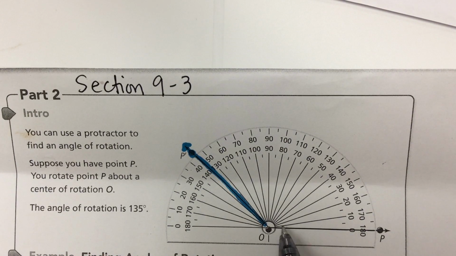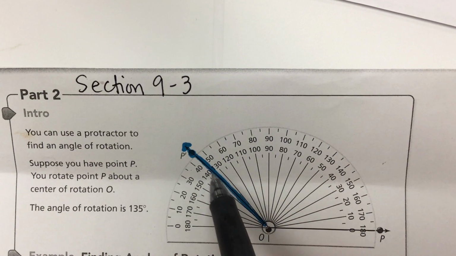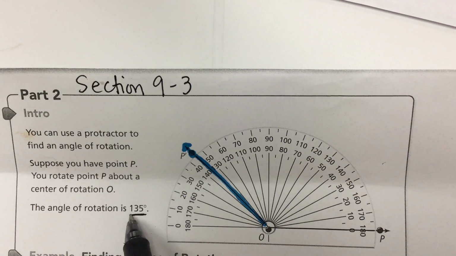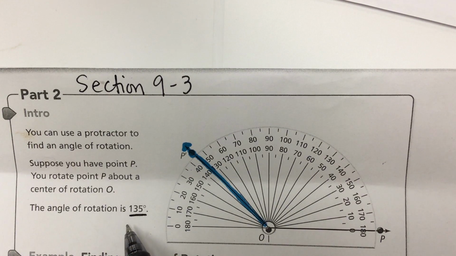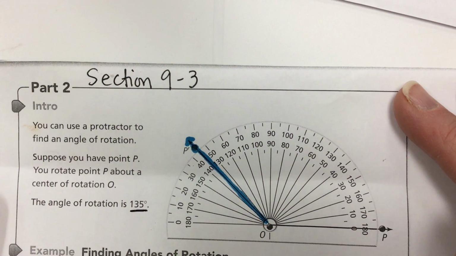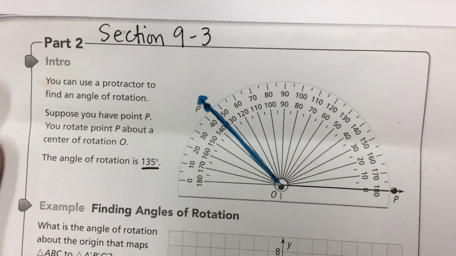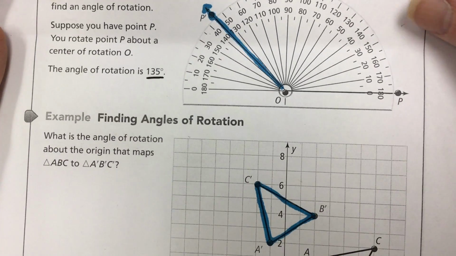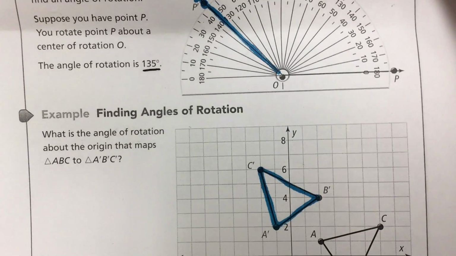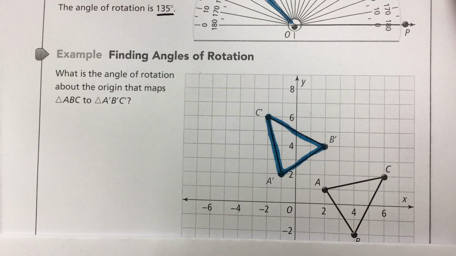This is my initial ray. You start at 0, 10, 20, 30, 40, 50, 60, 70, 80, 90, 100, 110, 120, 130, and halfway in between 130 and 140 is 135. So you see here, the angle of rotation of this problem is 135. All right, so next, I want us to look at the example of finding angles of rotation. So let's find angles of rotation.